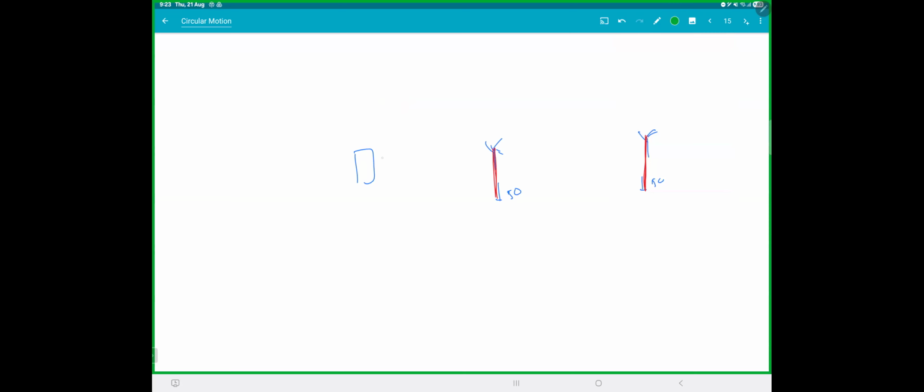But look at the angle subtended. Your angle from here, it went to here and it went to here. Did you see what happened? The tree which is closer will get a bigger angle compared to the tree which is far.